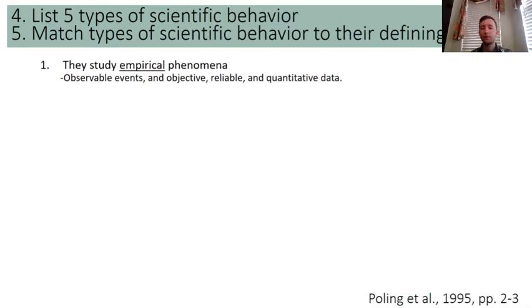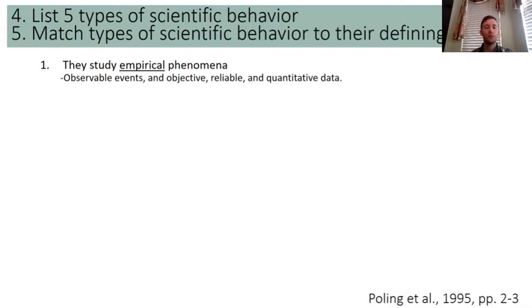Now, empirical phenomena are phenomena which are observable, okay, and they're objective in that 2 or more people can observe the same phenomena and agree on what they saw or what occurred. They can be reliably measured in that the same values can be obtained through repeated measurement of the same phenomena over time.